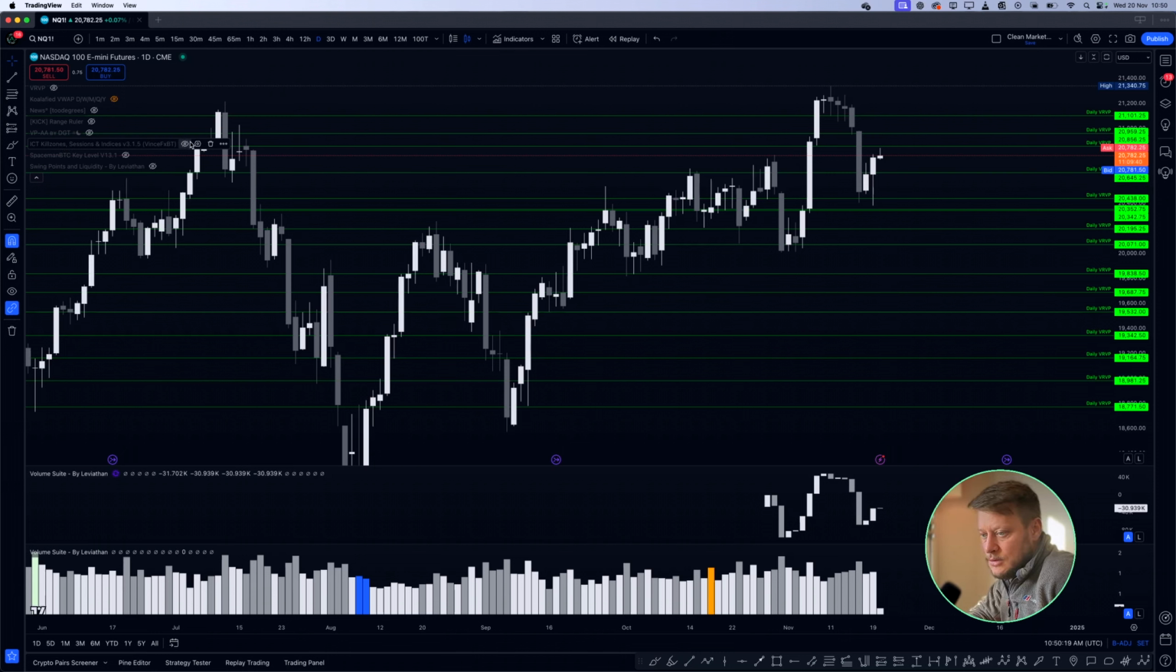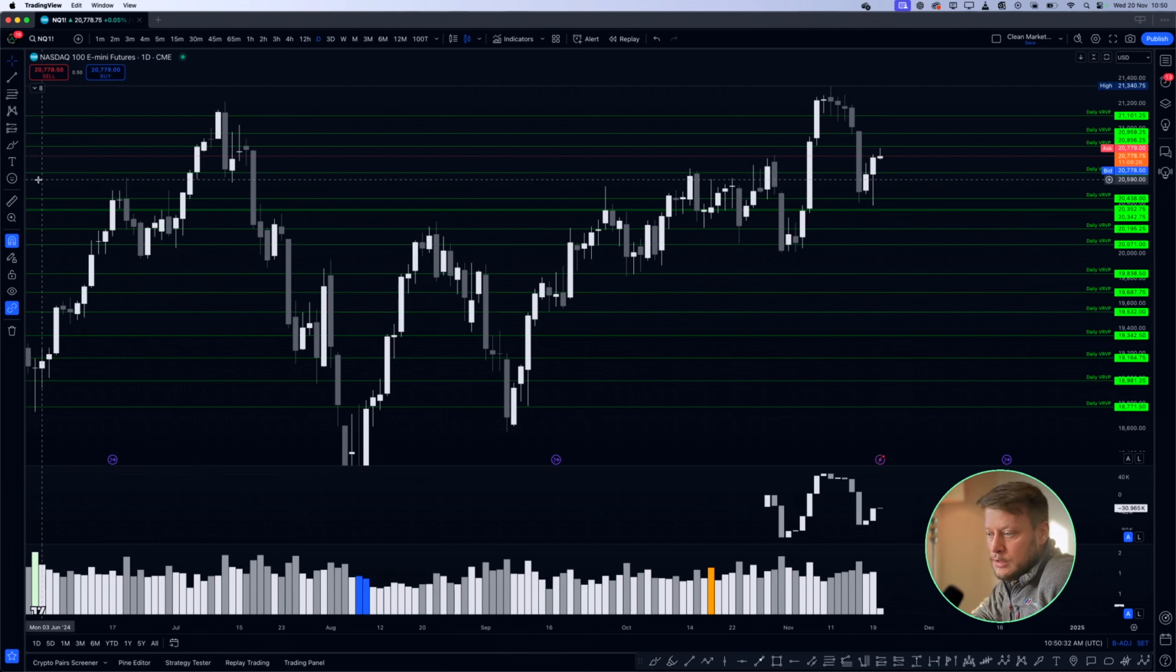We have the ICT kill zones, but I'm only using that specifically for what I would call the kill zones. I'm not really interested in the sessions because I use a much better one for that called Spaceman BTC levels. And then we have swing points.